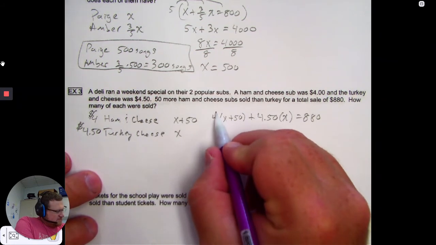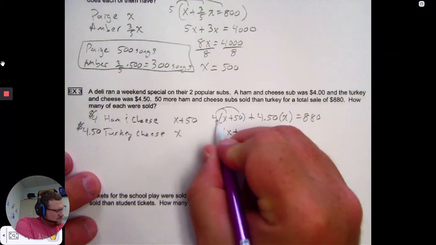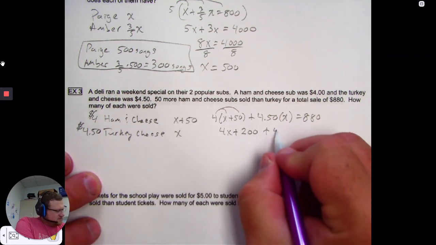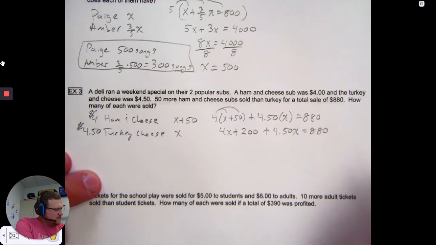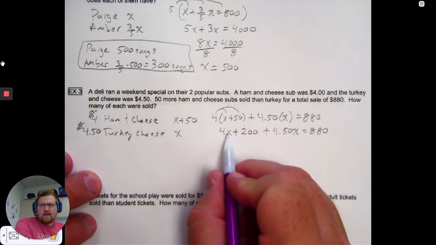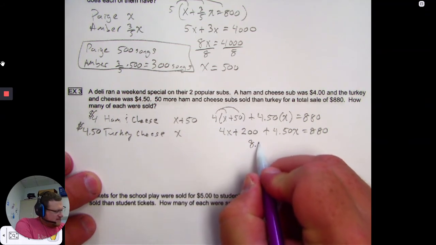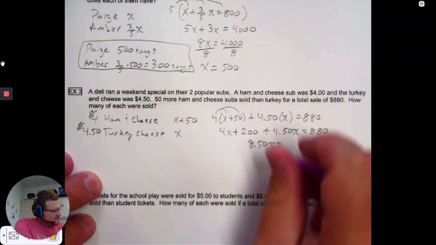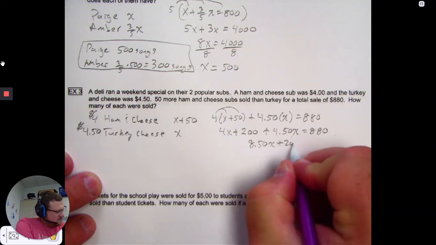So here we have to distribute this 4. So 4 times x is 4x. 4 times 50 is 200. Plus, this is just 4.50x has to equal 880. We can now combine this 4x with this 4.5x to get 8.5x has to equal, oops, I didn't write out moving my 200, so I guess I'm going to do that as a separate step.